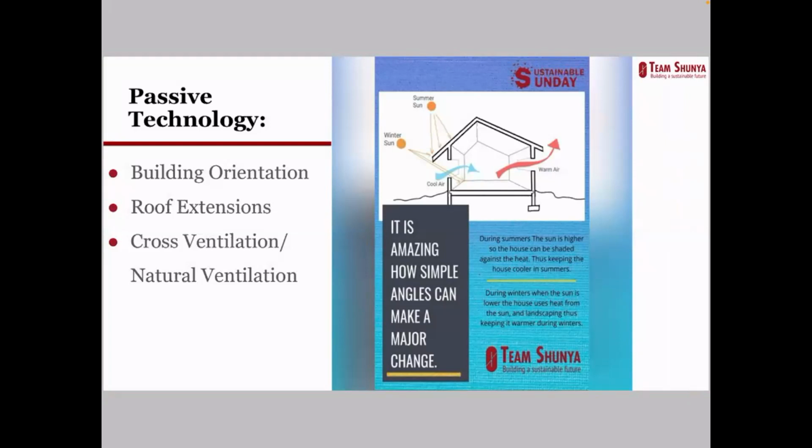Passive means something which does not require any additional work. So we can say that passive technologies are the technologies which can maintain the required temperature in our house without any additional work input from electrical or mechanical devices. So how can this be achieved? The most important part is building orientation. By just changing a building's orientation by some angle, we can reduce the amount of solar radiation falling on the walls or the roofs, and that can increase or decrease the solar radiation.